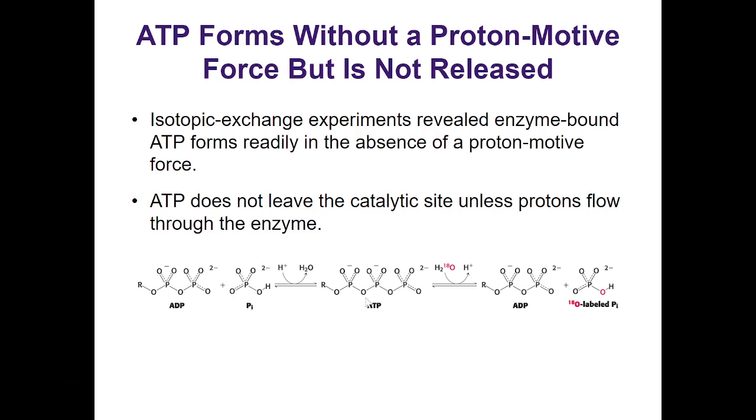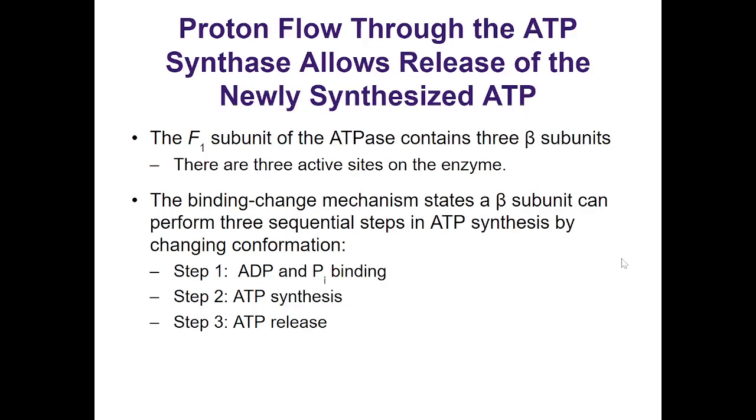So ADP going to ATP. If you use labeled water, then you can have this label when it goes backwards, with the ADP going back to the orthophosphate, and you can actually see them break back apart. The F1 subunit of your ATPase contains 3 beta subunits. There are going to be 3 active sites on this enzyme. The binding change mechanism states a beta subunit can perform 3 sequential steps in ATP synthesis by changing the conformation.